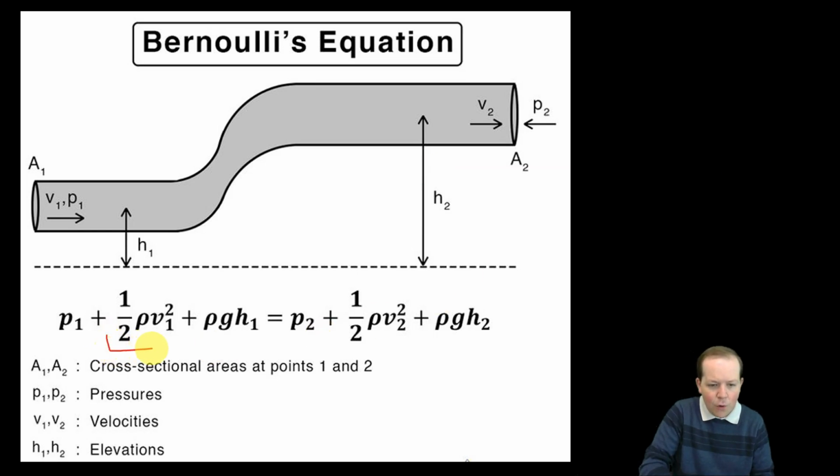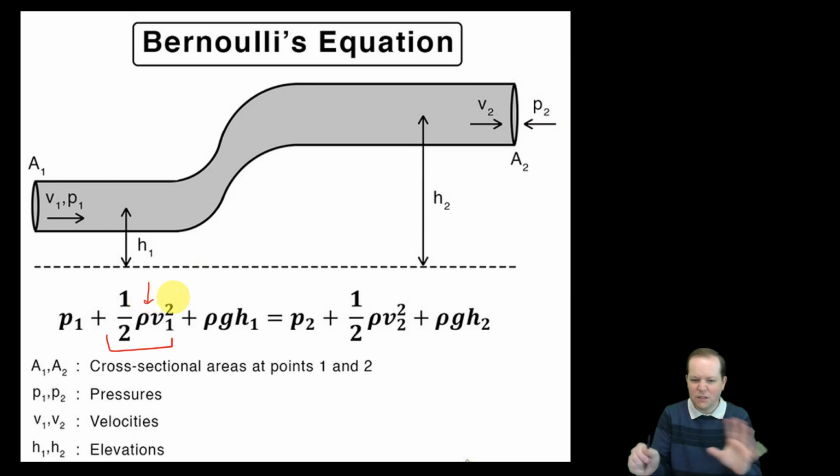Notice right here, this looks similar to our kinetic energy, 1/2 mv squared. Notice they don't have mass, they have density. Density is not the same as mass, but the reason density is there is based on the derivation, the thing that we're skipping.